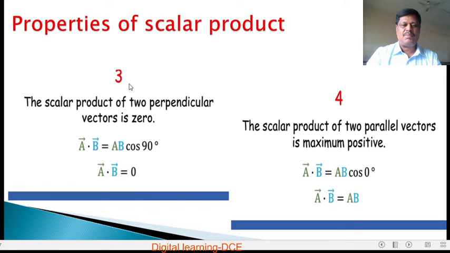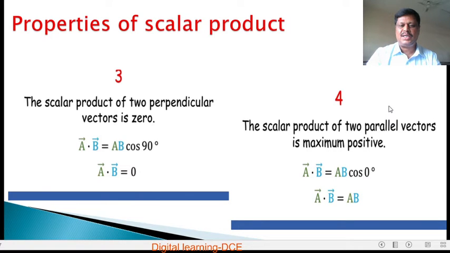The third property of the scalar product is that the scalar product of two perpendicular vectors is 0, because the angle between the two vectors A and B is 90 degrees and cos 90 is 0. So 0 into anything is 0. Then A dot B is equal to AB cos 90, which is equal to 0. So the scalar product of two perpendicular vectors is 0.